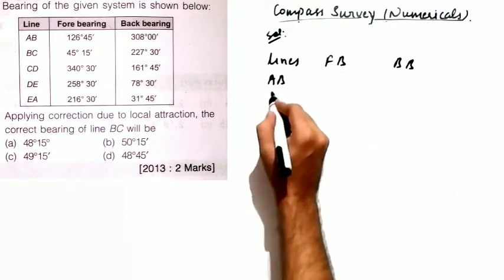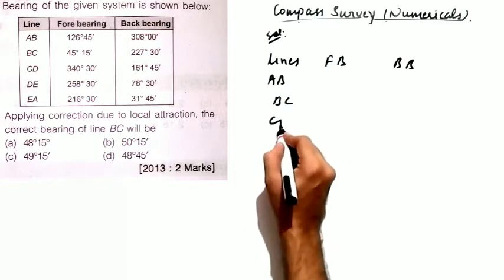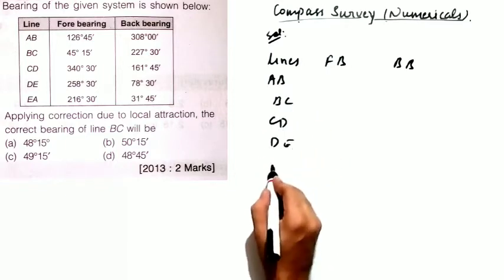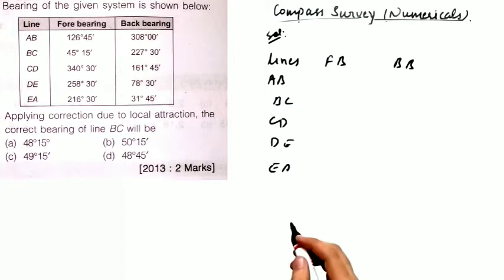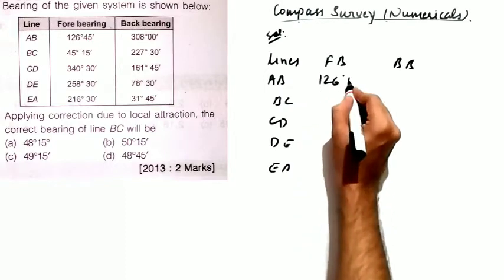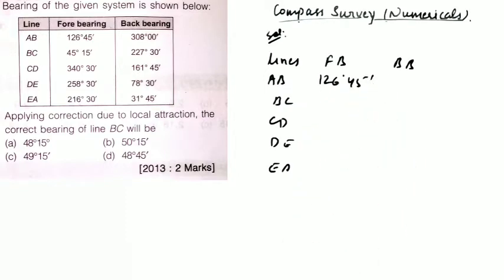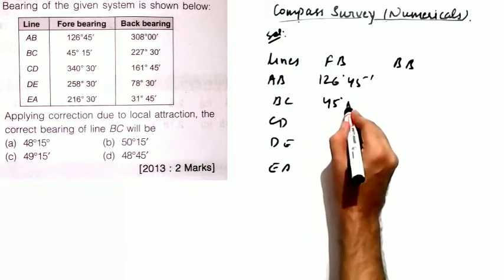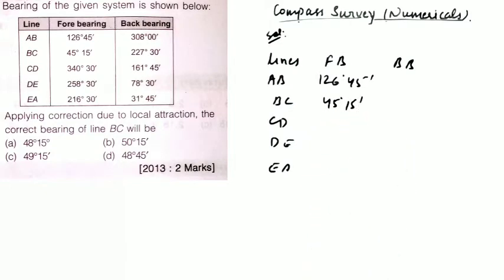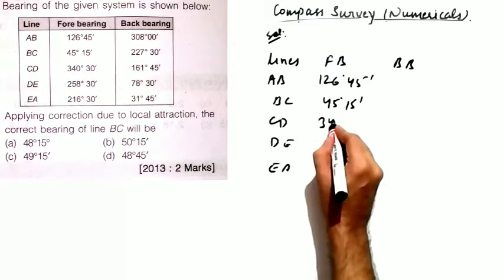Suppose this is AB, this is BC, this is CD, this is DE, and this is EA. The fore bearing is given as 126 degree 45 minutes, 45 degree 15 minutes. I will tell you the complete procedure for how to correct any bearing.